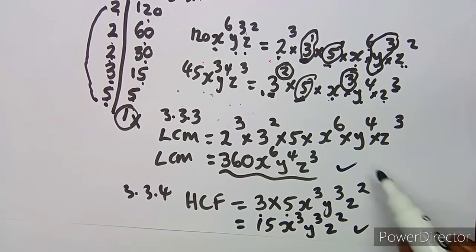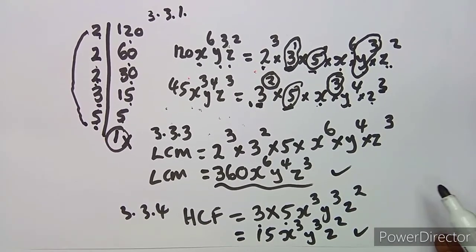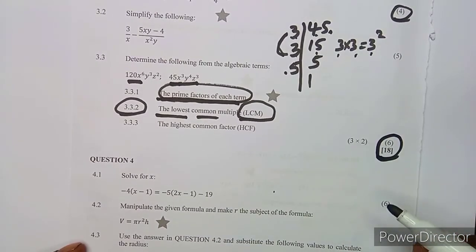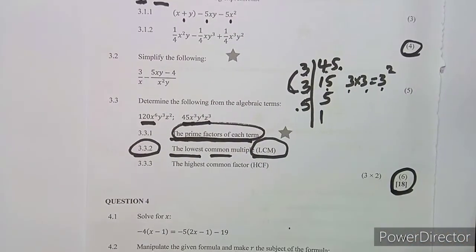So actually that's what we just had. Therefore, the highest common factor, the LCM, whatever that we had. So that's what we had, guys, the highest common factor, and this made a total of 18 marks on question number 3, which gave us a total of 18 marks from this question.